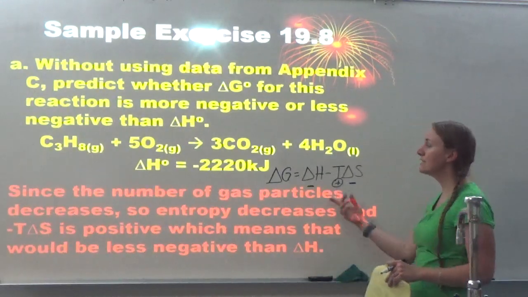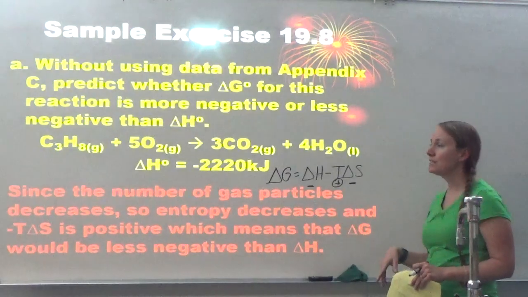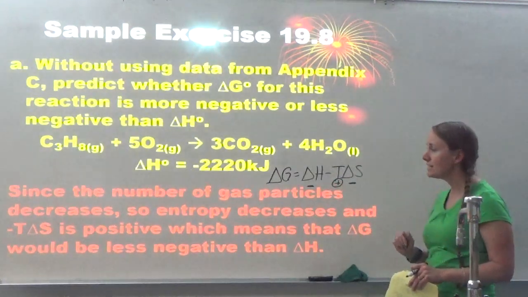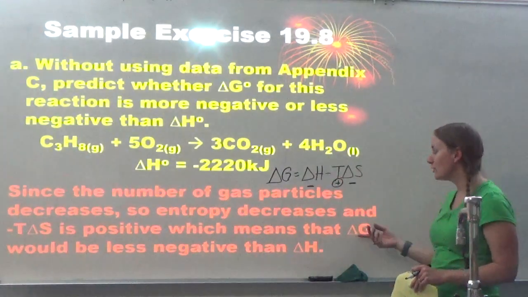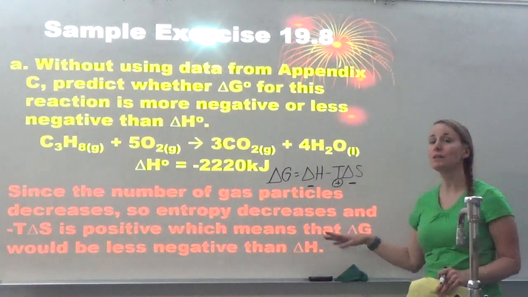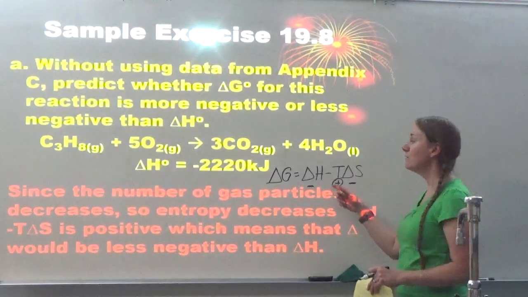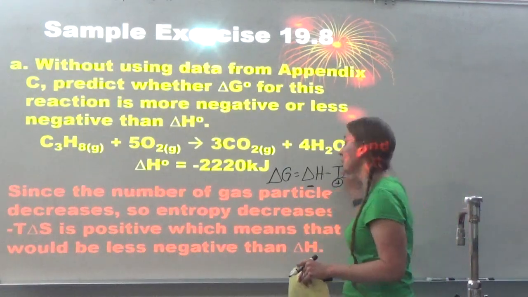Okay, so see, I wrote since the number of moles of gases decreases, entropy decreases, and this negative T delta S is positive, because see, we're going to have 2 negatives, so it's positive, which means that delta G would be less negative than delta H. So like I said, y'all, you got to get ready for those conceptual problems. A lot of you, you're really good at plugging in and doing a math problem, but once they ask you one where you don't plug in, it gets a little tricky.